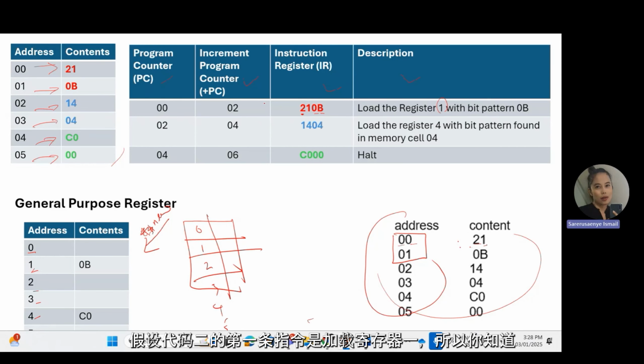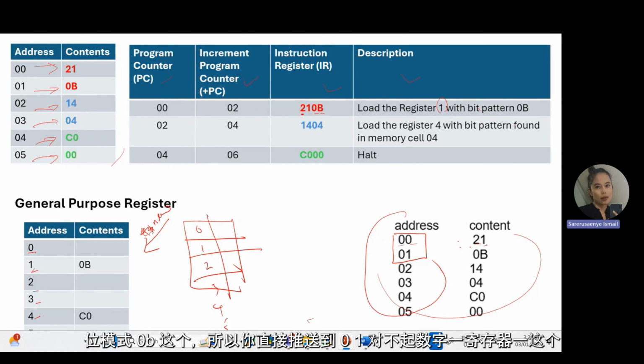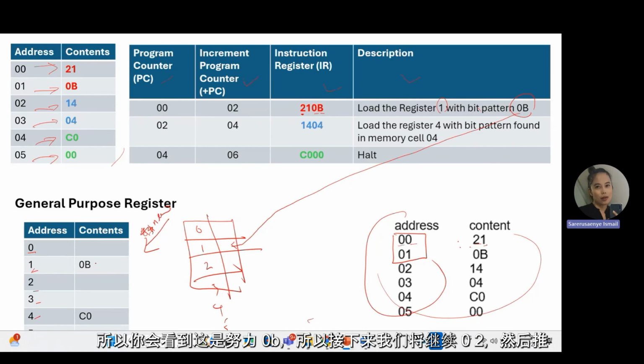So now when you have this one, let's say the first instruction, opcode 2 is a load register 1. So you refer to register 1, and then you need to map your value of the bit pattern. Register 1 is set, and you load directly bit pattern 0B. So you directly push to the 01, register 1. That's why you will see this is F a 0B.